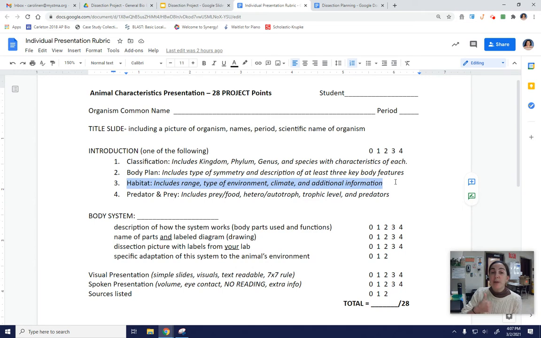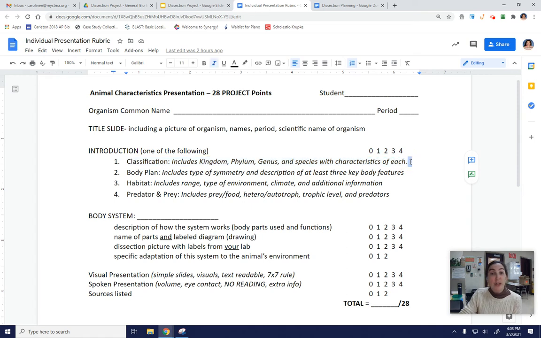For this one, we'd be looking for the range, like where in the world it lives, the type of environment it lives in, the climate, and at least one additional piece of information. There were a few other things that you were asked to look for. So depending which one, you will be graded on your one slide for the introduction.